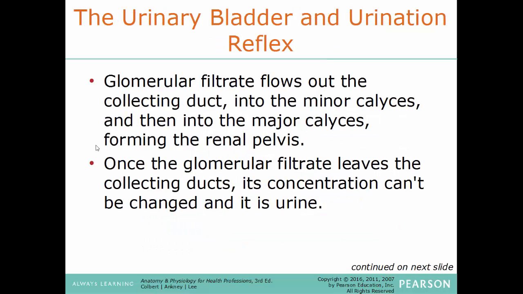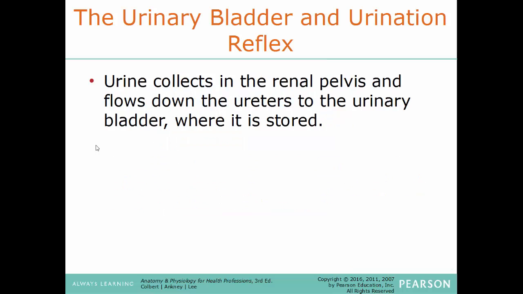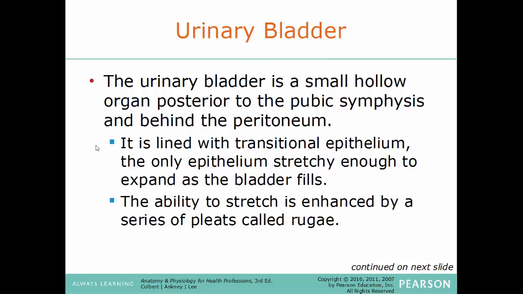All right, now we'll talk about the urinary bladder and the urination reflex. The glomerular filtrate will flow out of the collecting duct, into the minor calyces, then into the major calyces, and then into the renal pelvis. Once the glomerular filtrate leaves the collecting ducts, its concentration can't be changed, and it's going to be urine. Nothing can be reabsorbed or added or taken away from that. The urine will collect in the renal pelvis and flow down the ureters into the urinary bladder, where it is stored.